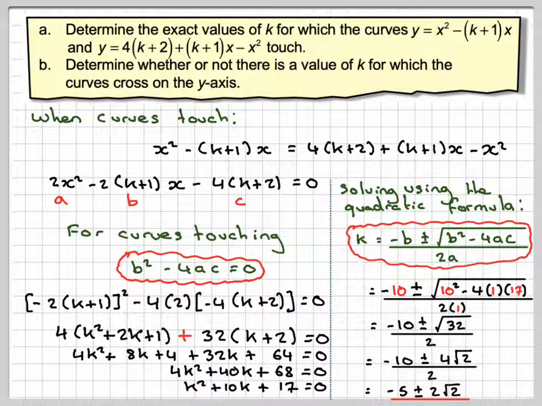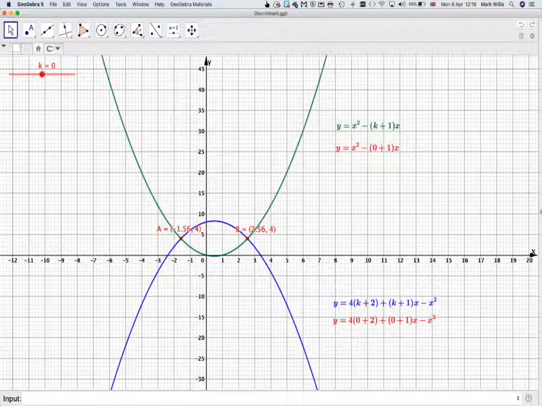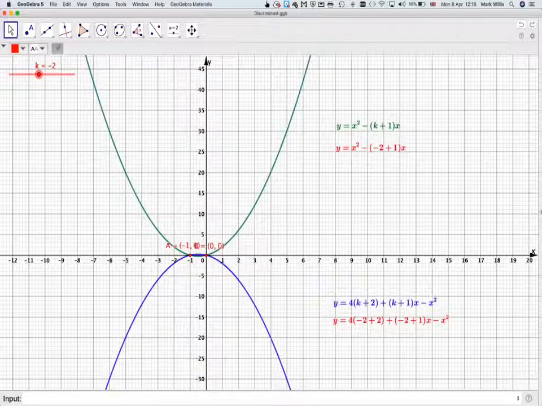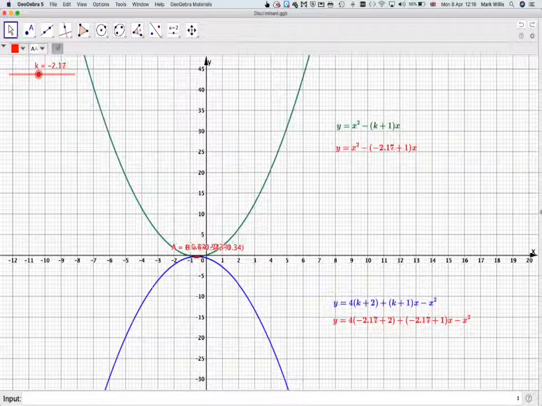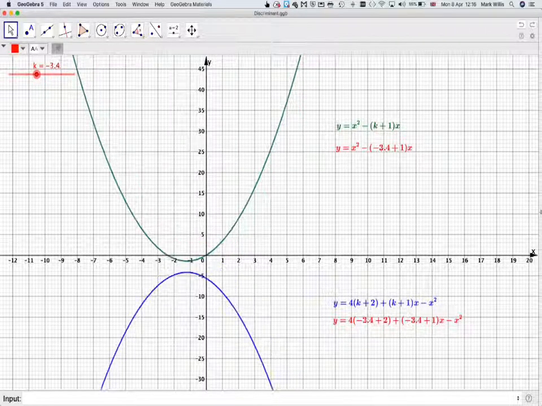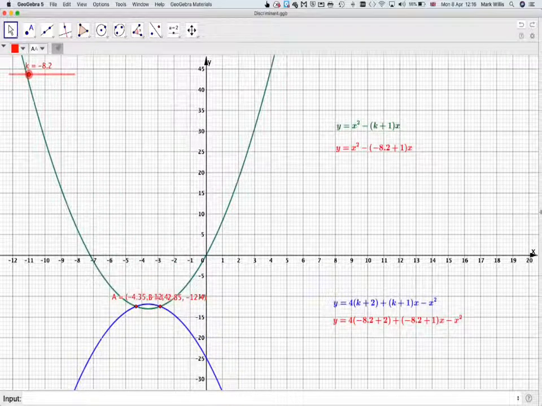Now, let's just have a look using this GeoGebra app, and I'll put the GeoGebra app in the notes of the video, of what's actually happening here. So here we have the first equation. Here k is equal to 0, and here we have the second equation. If we move k this way, we'll see there'll be a value somewhere, about there, up to minus 2.17, where the curves will just touch. We can't get it exactly because the values are actually irrational numbers. And there'll be another one down here.